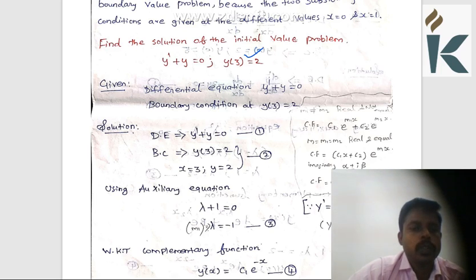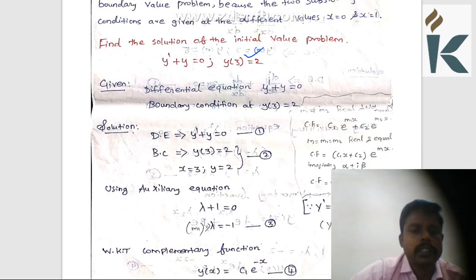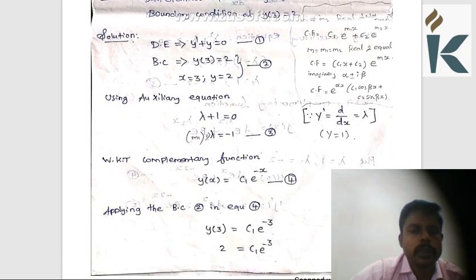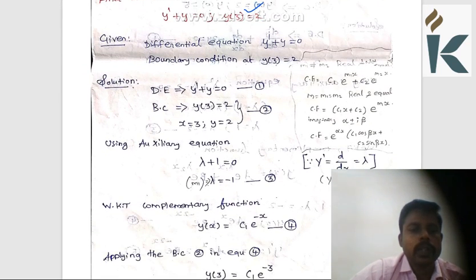See here the given problem is y dash plus y is equal to 0. You have to find the solution for this problem, and we are given only one condition, that is y of 3 is equal to 2. Here the x value is 3 and the y value is 2. Now we have to frame the auxiliary equation. For that we keep y as 1, y dash equal to lambda, and y double dash equal to lambda square.